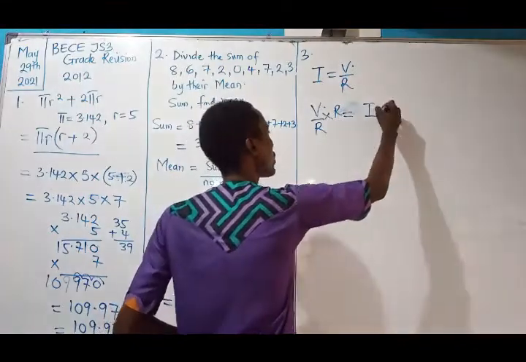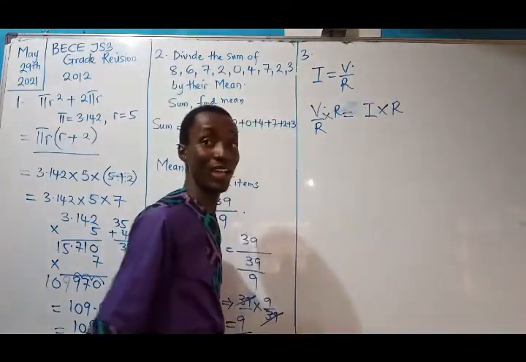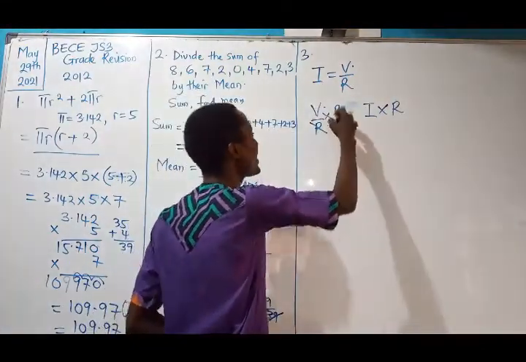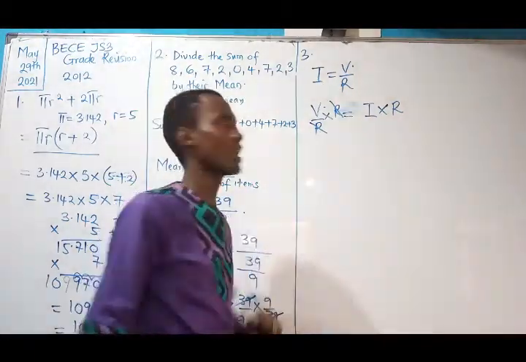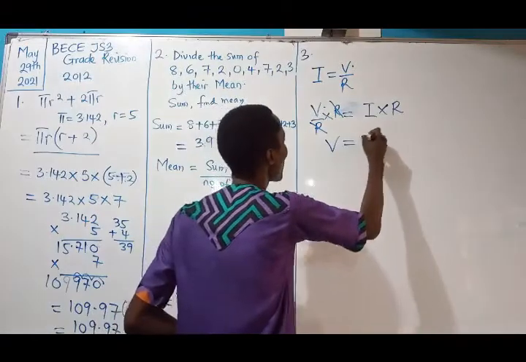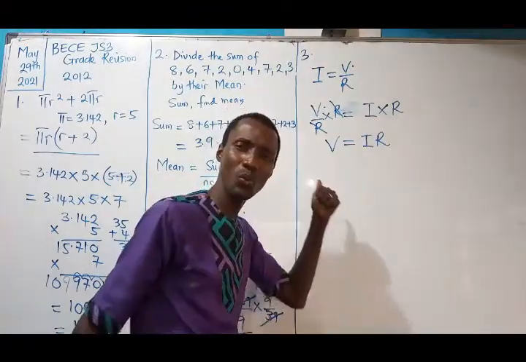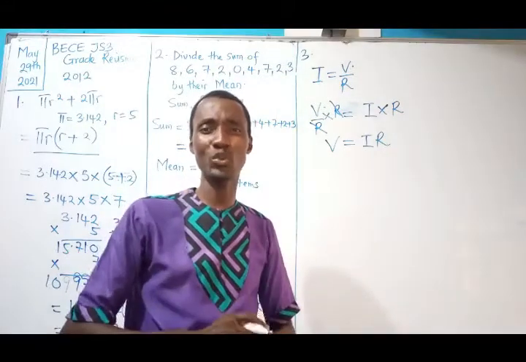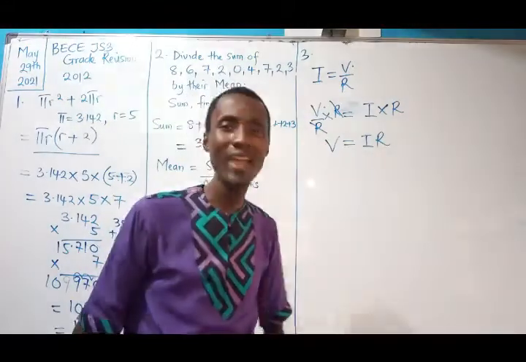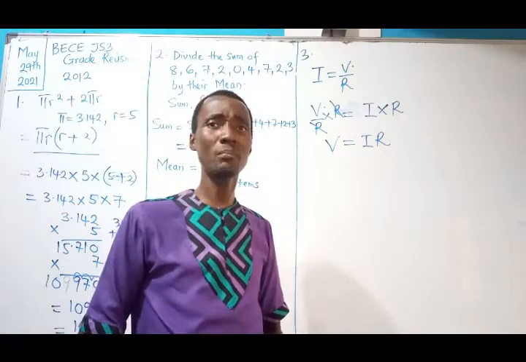So what you do here is what you're going to do here. And as such, this will help me clear out or eliminate R. And as such, V is equal to I R. And that's the question given to you. And that's the answer the examiner is expecting you to give. V equal to I R. But is that the end of the matter? No.